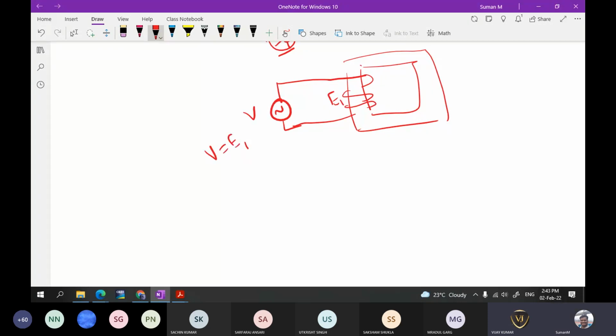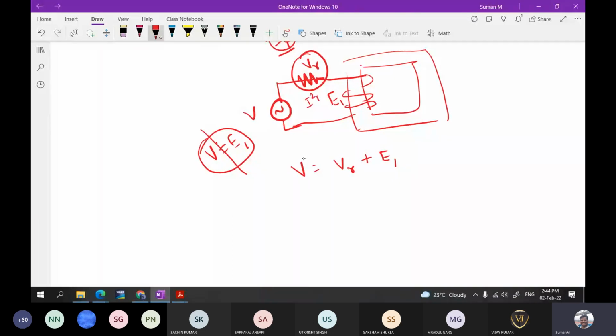Now when you are adding a resistor here, then V is not equal to E1 anymore, because this is a voltage drop across this resistor, which can be given by VR plus E1. This will be the overall voltage because we have added a resistor in series that represents the copper loss. That copper loss is given by I square R. Because of this resistor, there is going to be a voltage drop across this. So the overall voltage V can be given by VR plus E1.